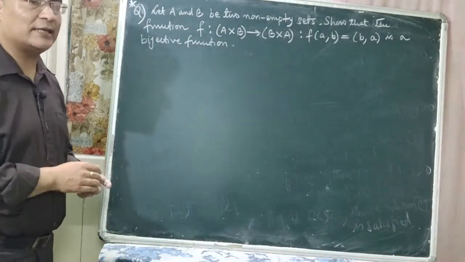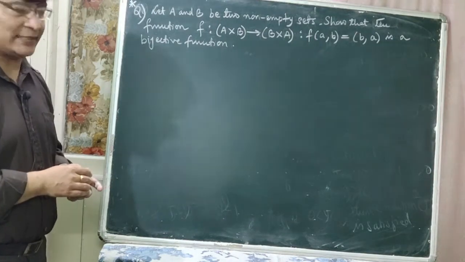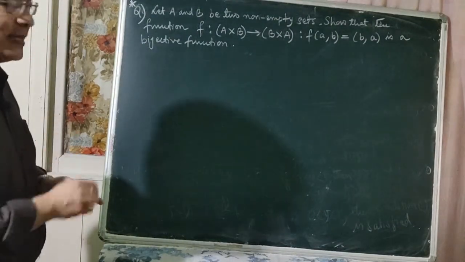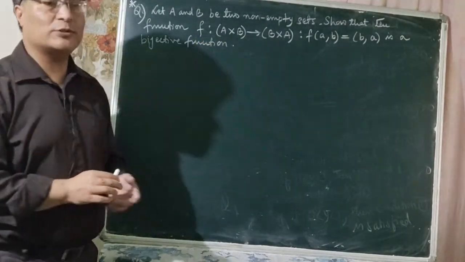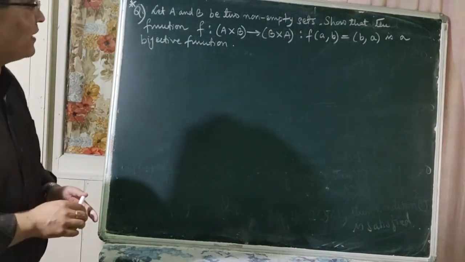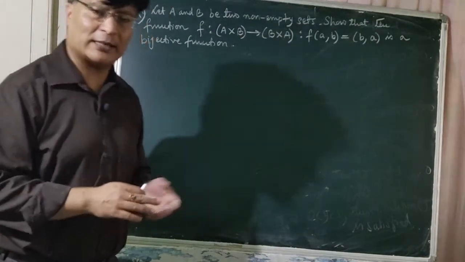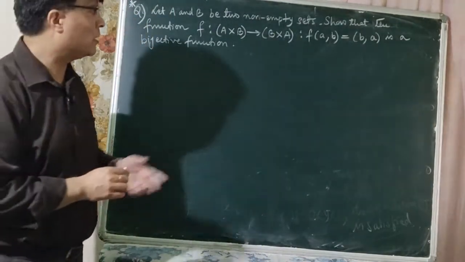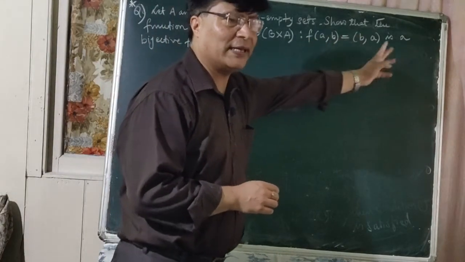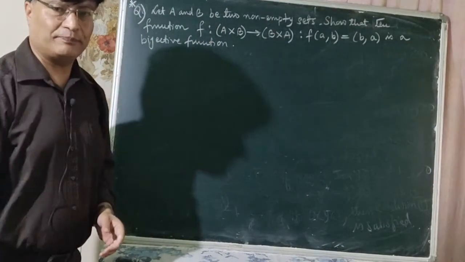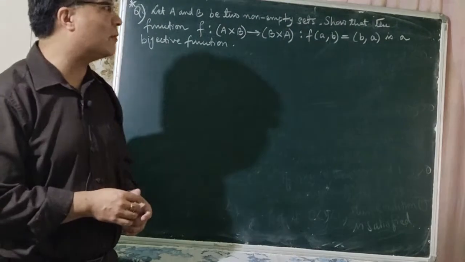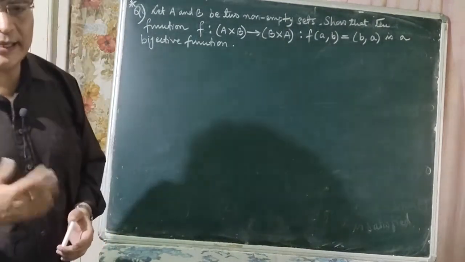The question is, let A and B be two non-empty sets so that the function f, small f, from A cross B to B cross A, which is the Cartesian product of two sets, defined as f of within bracket a comma b is equal to b comma a, is a bijective function. You know that the Cartesian product is the set of ordered pairs, isn't it? You have to prove that this function is a bijective function.